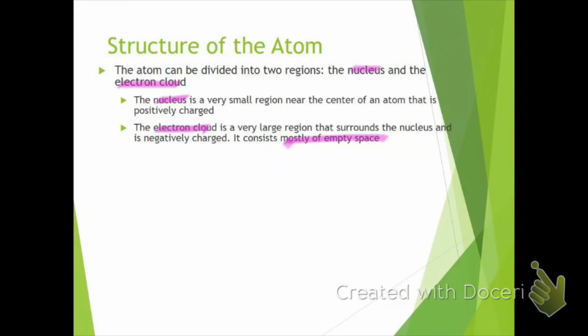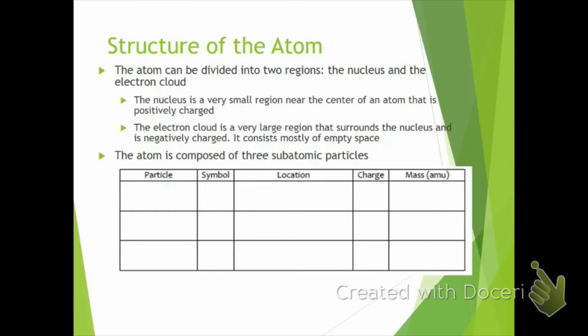If we're comparing the size of the nucleus to the electron cloud, it would be like a tennis ball in the middle of a football field, where the tennis ball is the nucleus. And again, that's where all the mass of the atom is, in that tiny little tennis ball in the middle of this giant football field, where the rest of this football field is mostly empty space with a few massless electrons floating around. So let's talk more about these 3 subatomic particles that make up our atom.